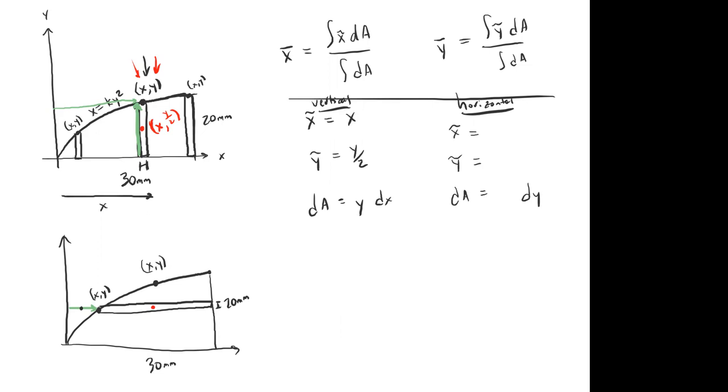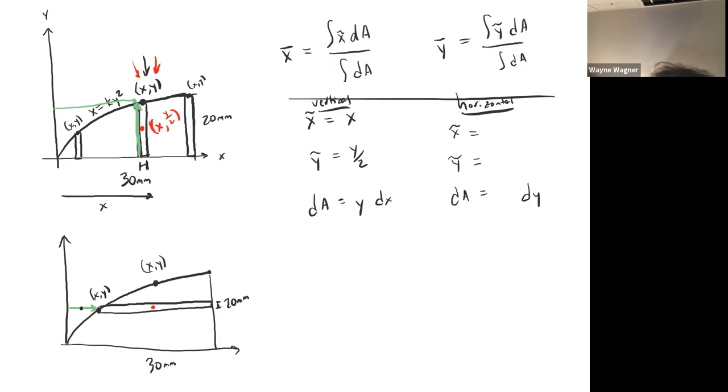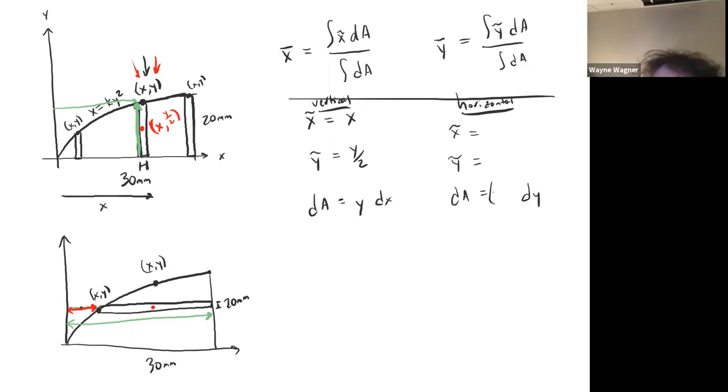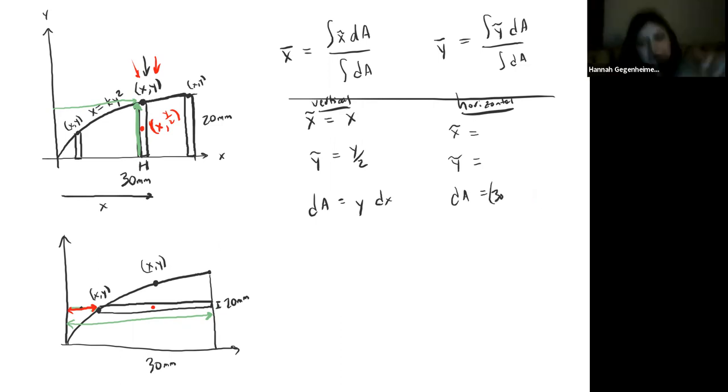Okay, so what we're going to say is that distance is going to be this total distance right here, which is 30. And then I'm going to subtract off this bit right here. So it's 30 minus X.